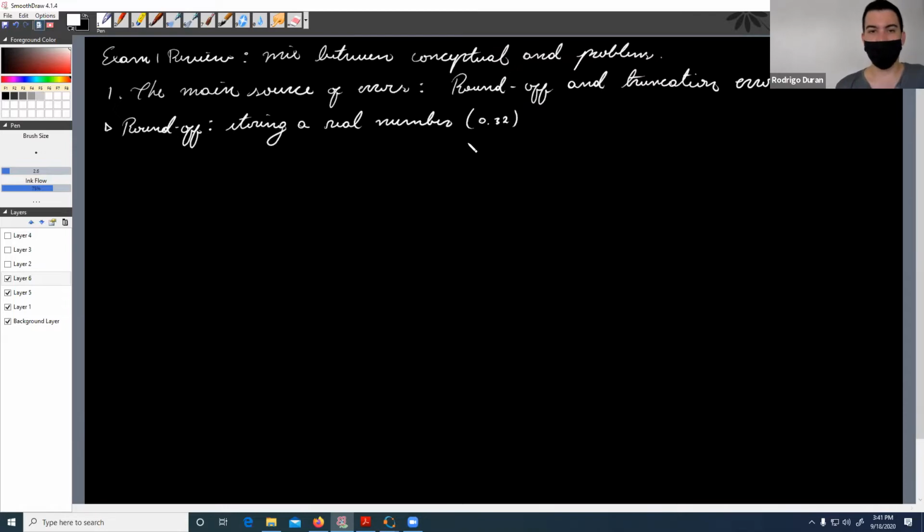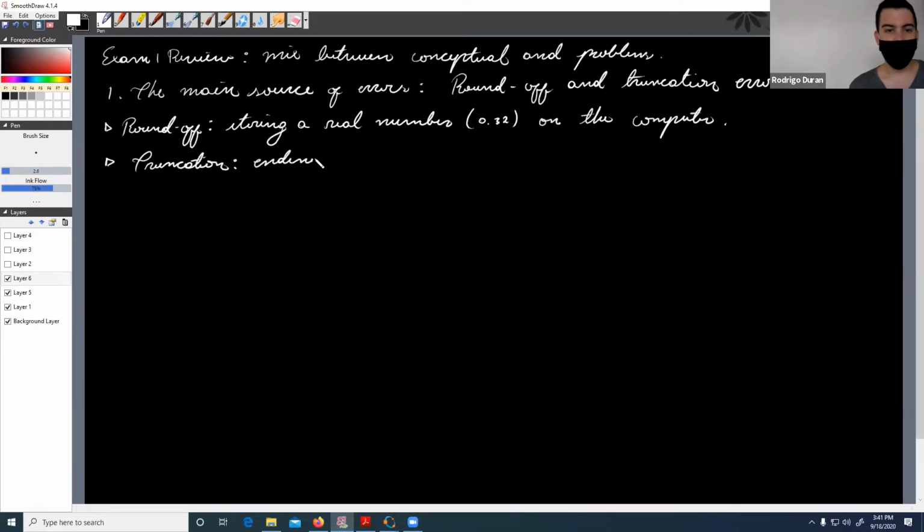So when you store a real number on the computer, you incur a round-off error because the memory of the computer is limited. Therefore, when you try to store a real number, it's going to have to round it, and that puts round-off error on your calculations. And then truncation. Truncation error is ending an infinite process.